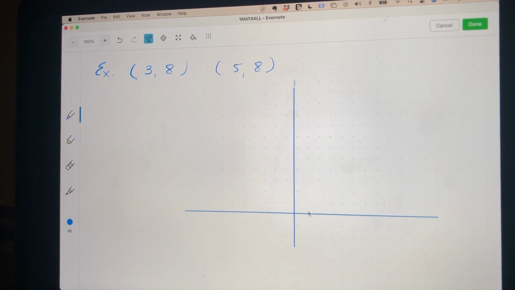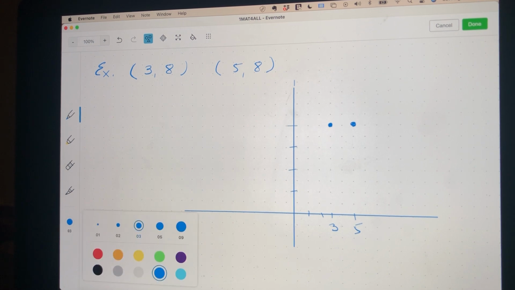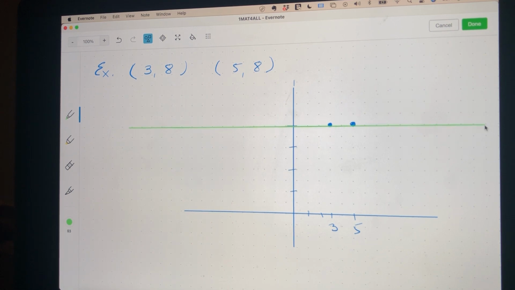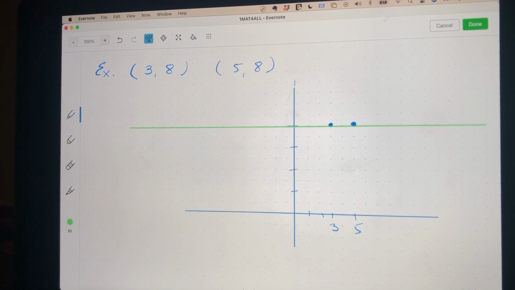So here is the grid, (3, 8), that's 2, 4, 6, 8. So (3, 8) would be somewhere here. And then (5, 8) would be somewhere here, which of course is on the same height. And if we were to connect the dots with a line, we would find that the line is perfectly horizontal. So what is the slope and what is the equation of a horizontal line?